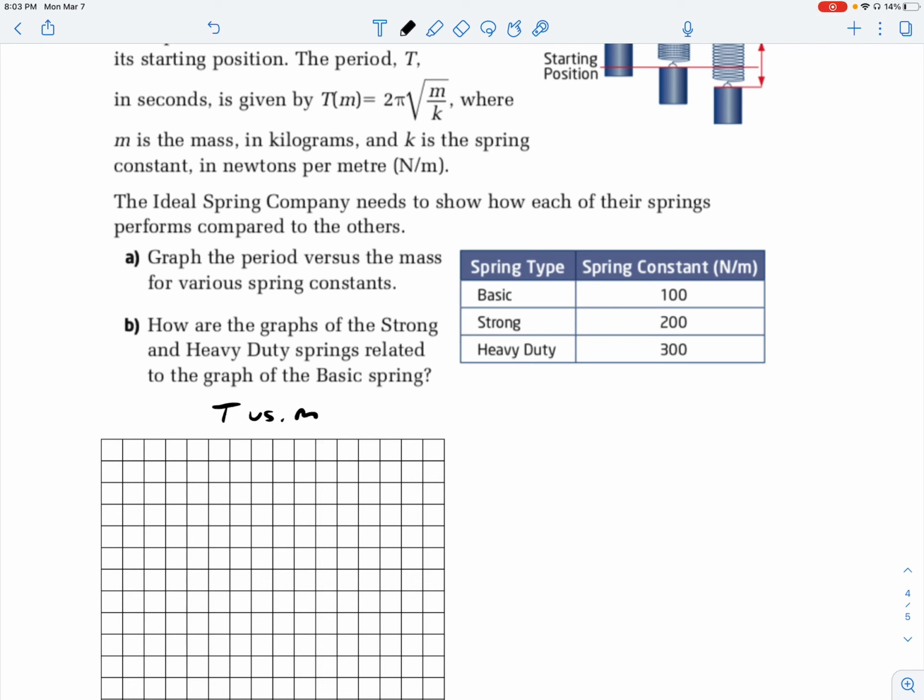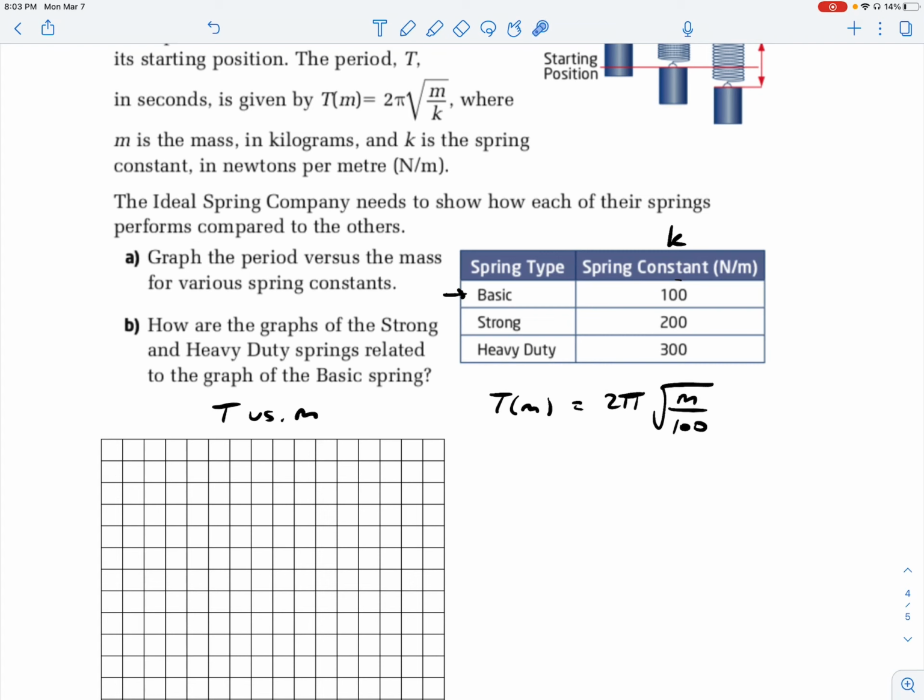We can easily take these values for k and plug them into the equation. We'll do the first one in black here. We'll say T of M. I'm going to insert my values for k, so I'm going to put 100 in for k. So we'll have 2 pi times the square root of M, that's my variable, over 100.